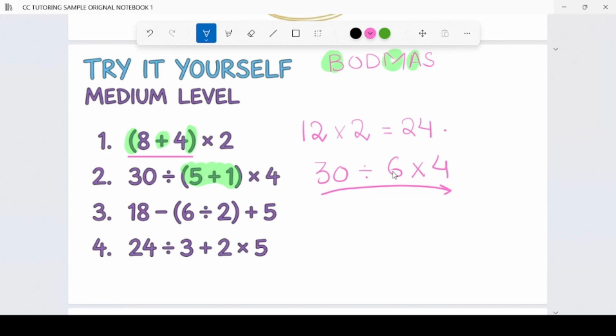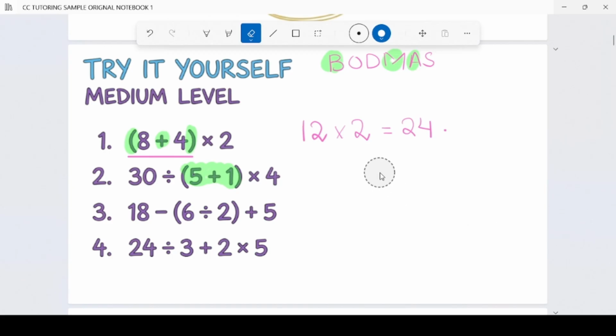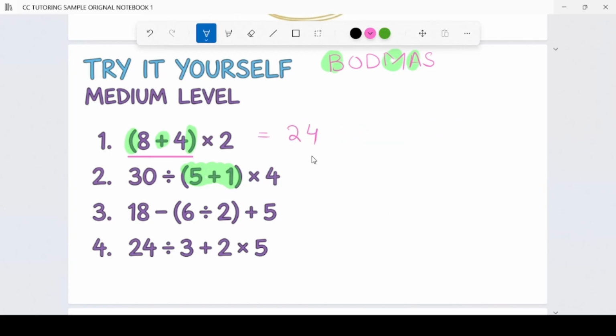So 30 divided by 6, that is 5. 5 multiplied by 4, and the answer for this one is 20. 5 4s are 20. Let me just erase it. So for this one, this is 24 and this is 20.